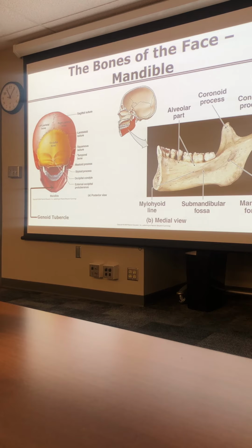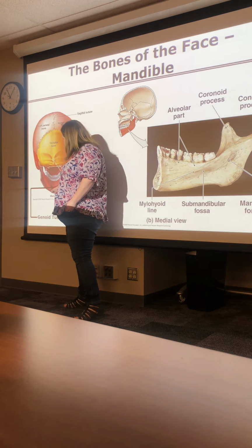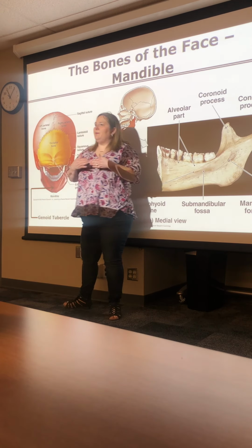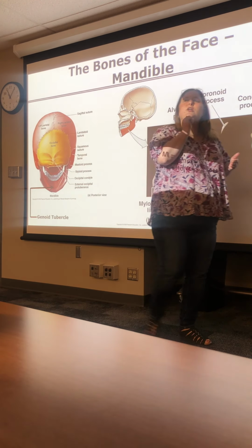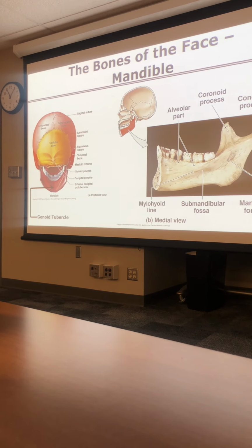Two other structures I need to mention associated with this. The genoid tubercle is right here. Genu means a bend in something, and so the genoid tubercle is right behind the chin in this area here. That will be important for attachment of muscles.